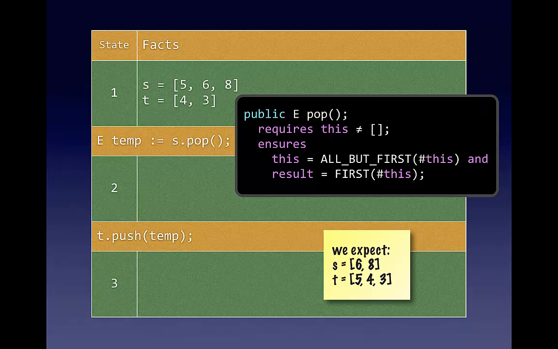The second part of the postcondition says that the result, the object returned by the operation, is the first element of the current object. In this case, the top element of the stack. Therefore, after the operation, S is 6, 8 and temp is 5. But don't forget about T. Even though T wasn't modified, we still have to include it in our state. So the values of the variables in state 2 look like this.